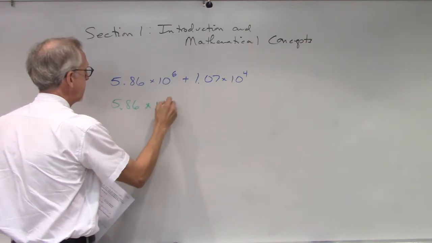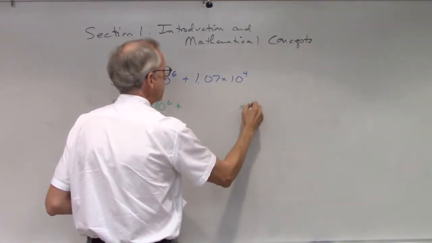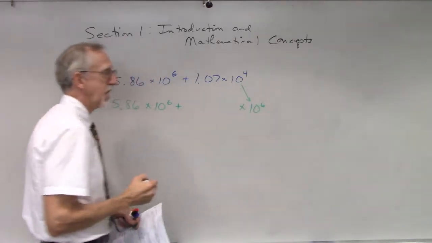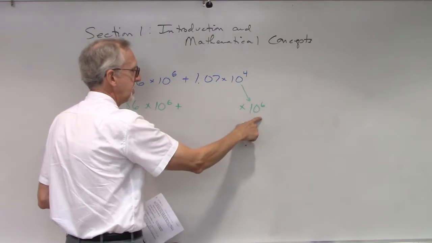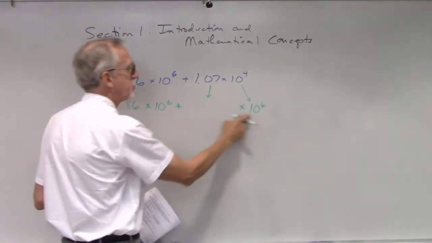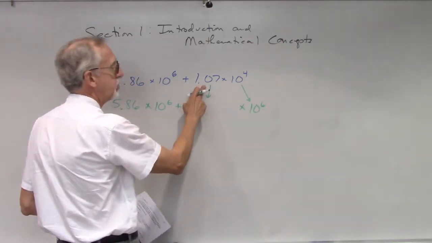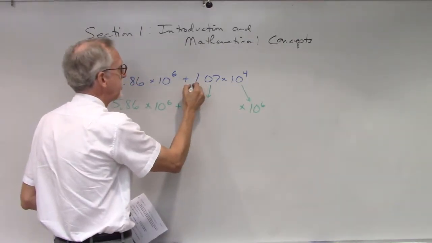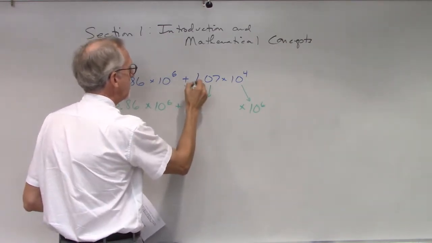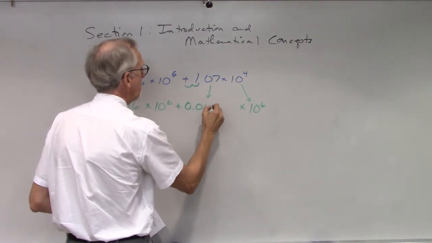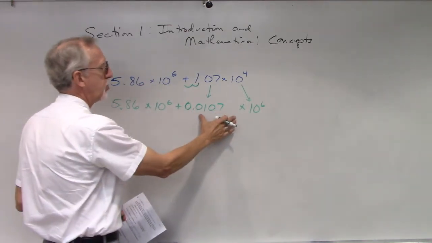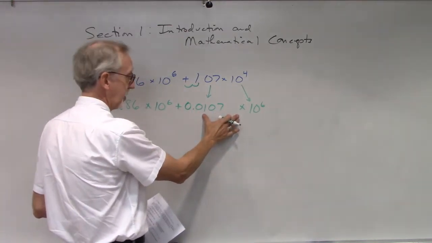5.86 times 10 to the 6th plus, now I'm going to write this with the power of 10 to the 6th. If we increase that side by 2 powers of 10, from 4 to 6, we have to decrease this side by 2 powers of 10 so that the product remains the same. Well, decreasing this by 2 powers of 10 means moving the decimal point over 2 places, which gives us 0.0107. So we now have this plus 0.0107 times 10 to the 6th.